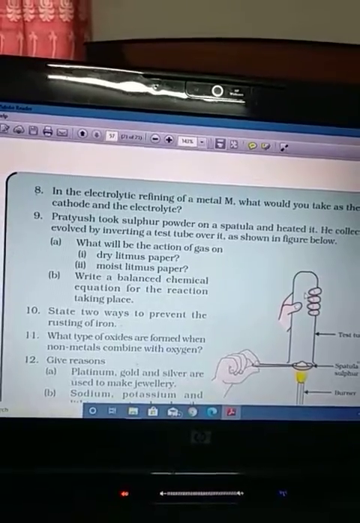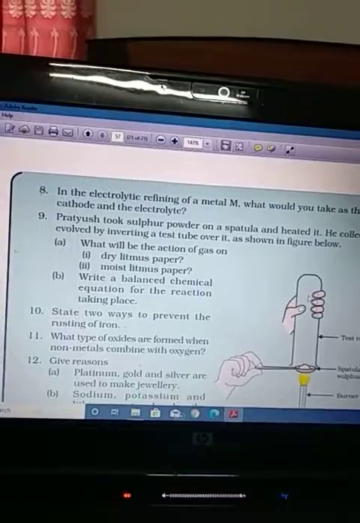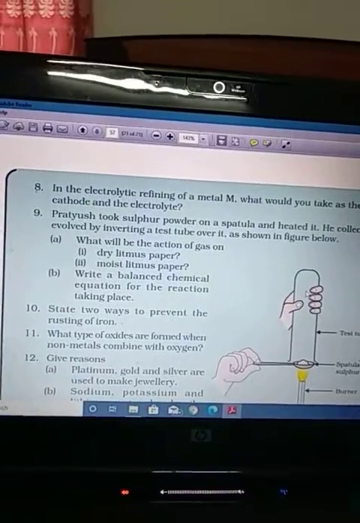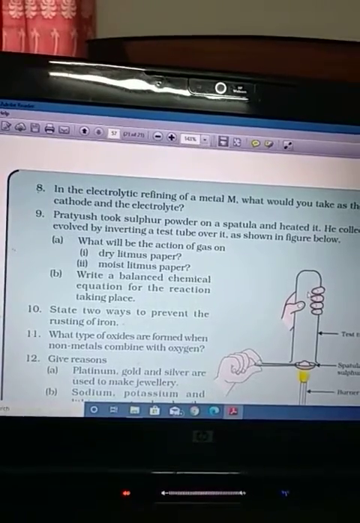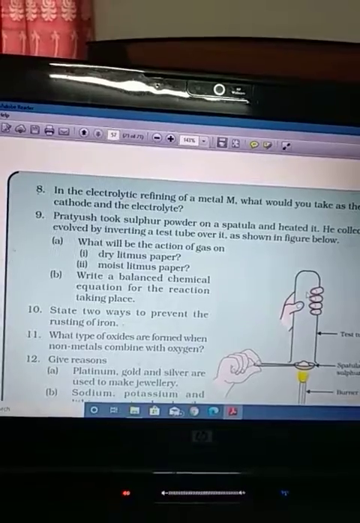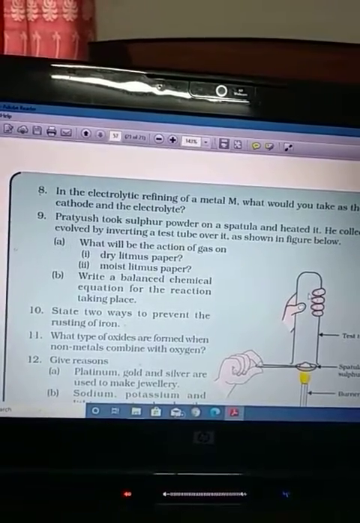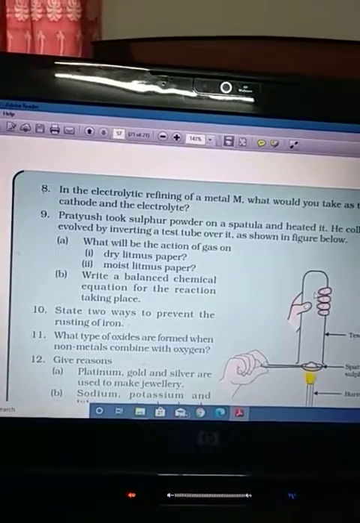Write a balanced chemical equation for the reaction taking place. First reaction, sulfur burns in air: S plus O2 forms SO2. Second reaction, SO2 reacts with the moisture, that is water of the air: SO2 plus H2O forms H2SO3, sulfurous acid. This sulfurous acid turns blue litmus paper into red.